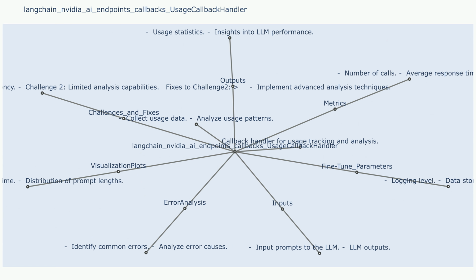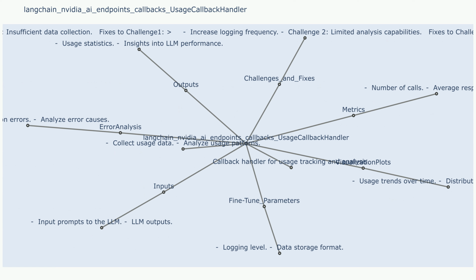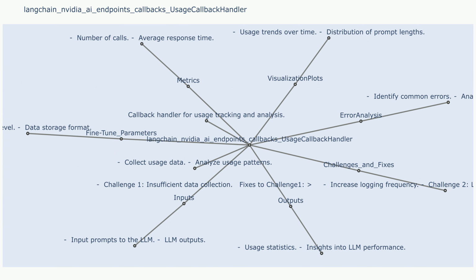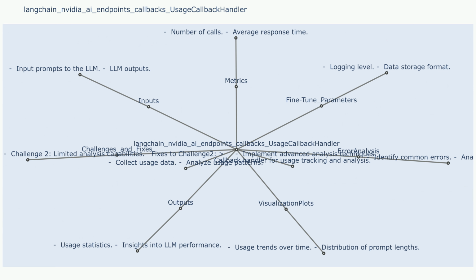Data aggregation. The callback handler aggregates the collected request and response data to generate comprehensive usage statistics. This includes calculating average response times, identifying frequently used models, and tracking resource utilization over time. Logging. The callback handler writes the collected data to a log file, providing a detailed history of your application's interactions with the NVIDIA AI endpoints.